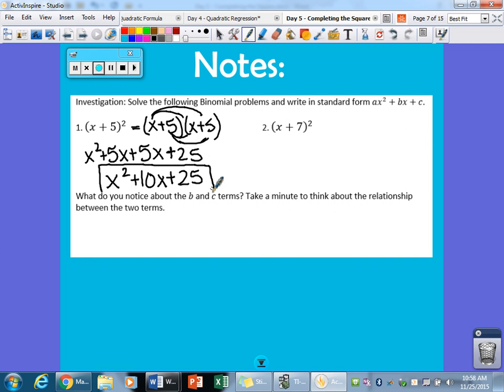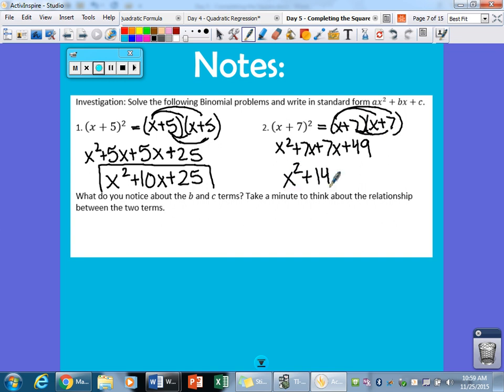My next one, x plus 7 squared is x plus 7 times x plus 7. X squared plus 14x plus 49. Again, if you're struggling with these, try it by yourself first. Pause the video. There's your equation. Okay, so now, what do you notice about the B and C terms? Take a minute to think about the relationship between the two terms.